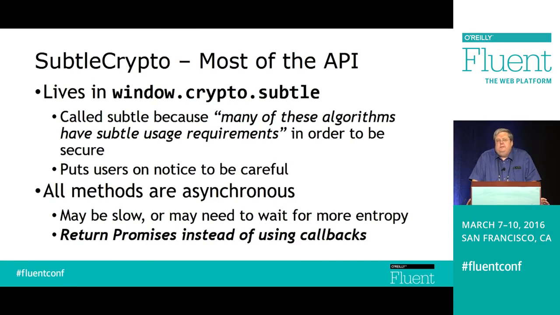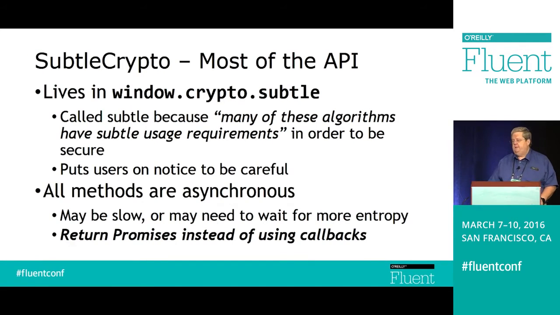All right, that's a good dipping our toe in the water, but really all of the work comes in the subtle crypto API, living in window.crypto.subtle. This is called subtle crypto because, to quote the spec, many of these algorithms have subtle usage requirements in order to be secure. So you can use a really good, strong cryptographic algorithm and get properly encrypted output and still be completely insecure. You're secure or you're not. So by calling it subtle, the API writers are putting users on notice to be careful, that they have to understand the requirements of what it takes to use the algorithms properly.